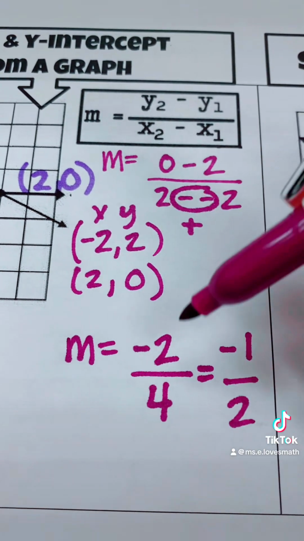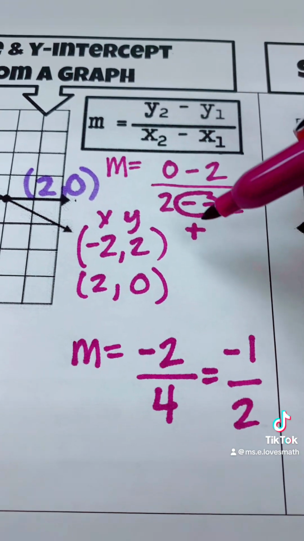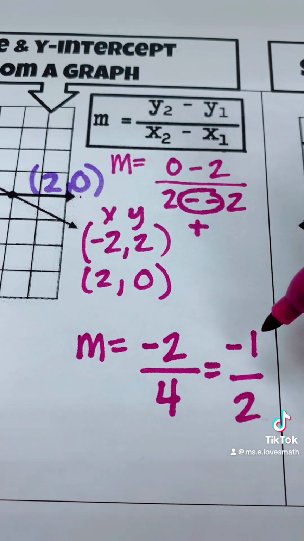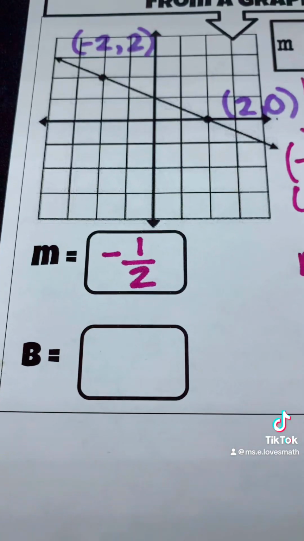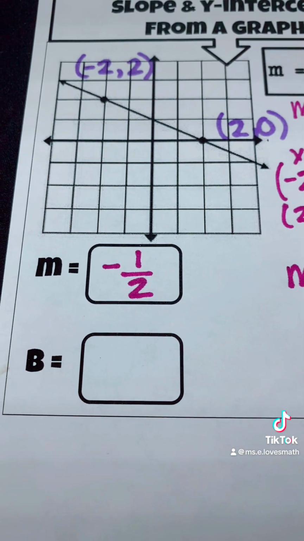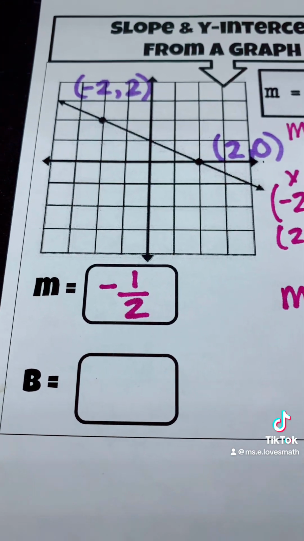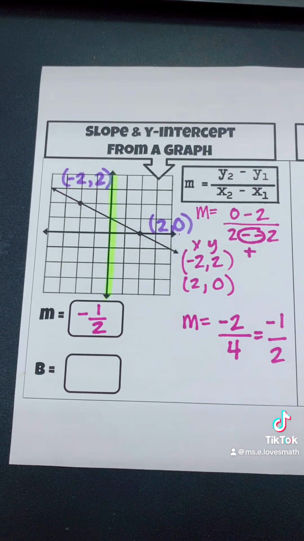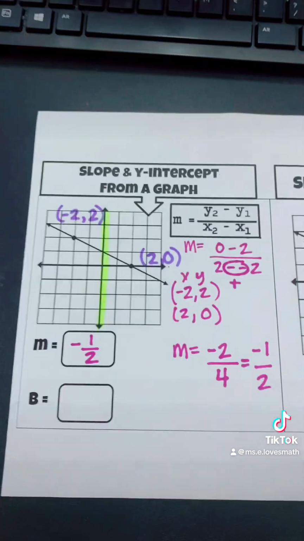0 minus 2 is -2. 2 plus 2 is 4. If we simplify our fraction, we end up with -1/2. So our slope is -1/2. Our b, or our y-intercept, is where our line crosses our y-axis.